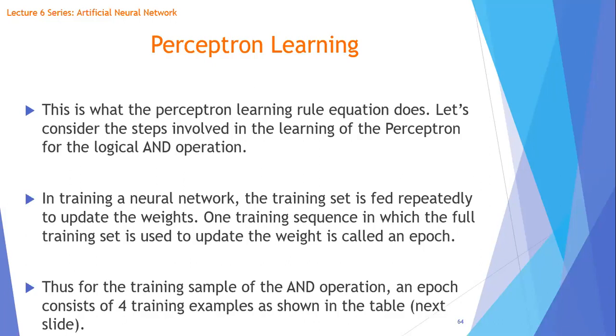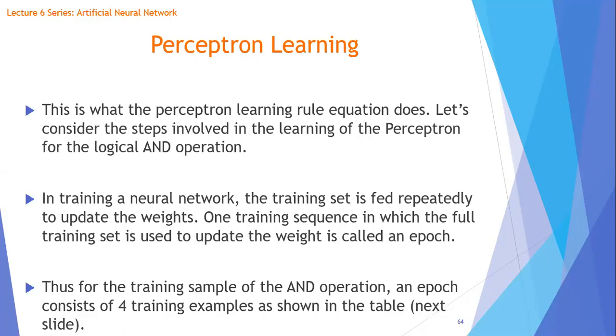So let's try to implement this perceptron learning rule now on the logical AND operation. Like we said, we're going to use the logical operations AND, OR, and EXOR as training sets to illustrate very simply how a perceptron is trained. But like we said, we can also use real world data as well. Now, how does the training actually take place? Let's spend some time on that.